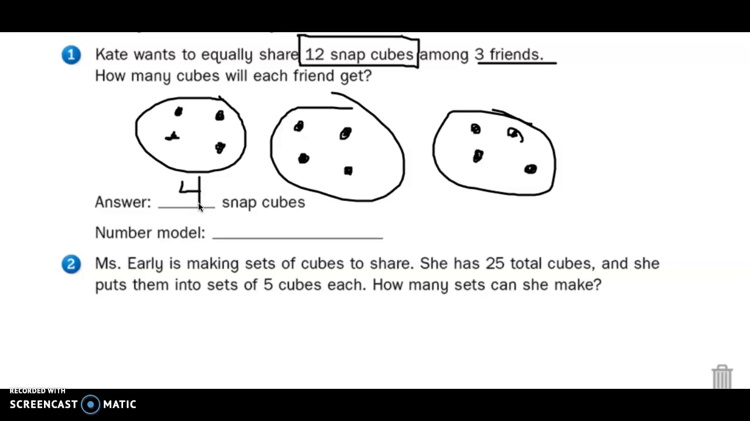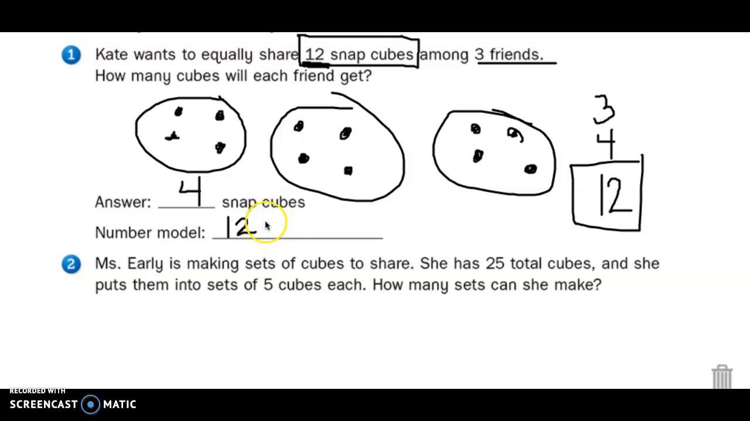Now, take a look at our number model. I mentioned we're going to start using division. When we divide, we always put the largest number first. Go ahead and tell me, what number do we always put first? The largest number. So I have 3 groups, right? I have 3 friends. I have 4 cubes in each, and I have 12 cubes total. What's my largest number? It's 12. So put your 12 right here.